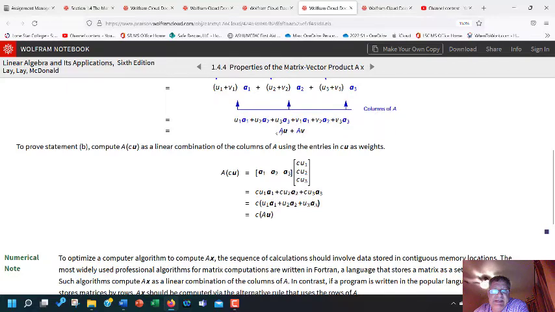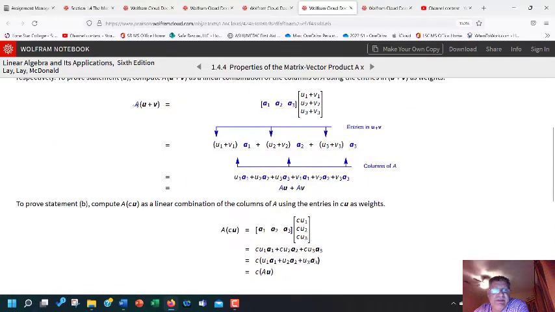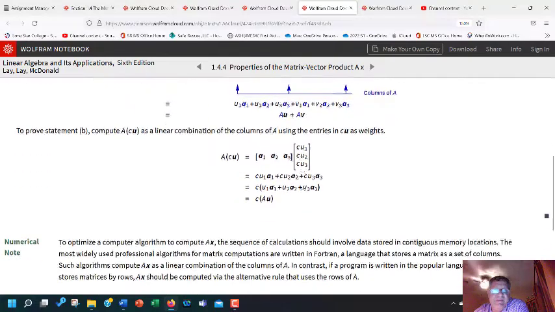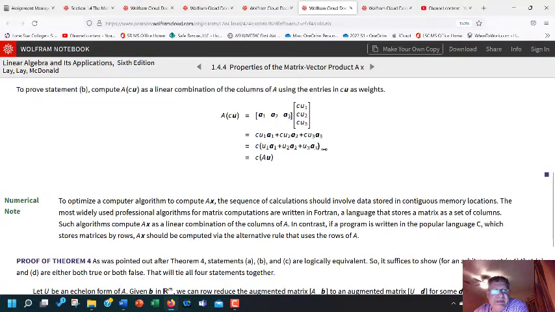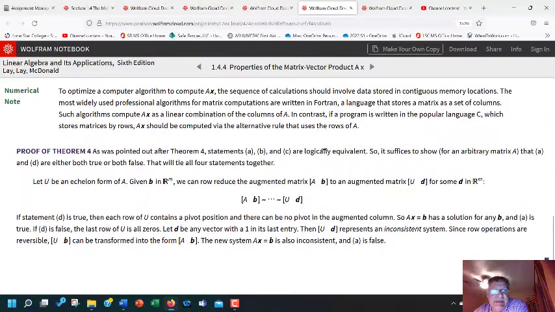So you can see that that is the same as A times U and A times V, which shows you that A times U plus V inside the bracket is the same as AU plus AV. So I'll leave the other proof for you to play with, but you can see that it's going to be roughly the same thing.